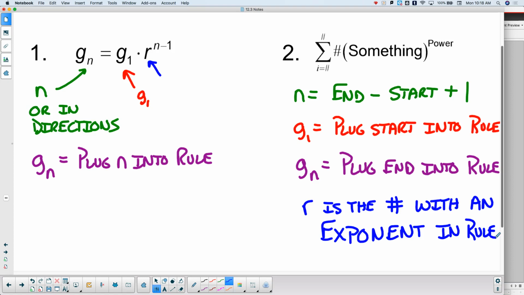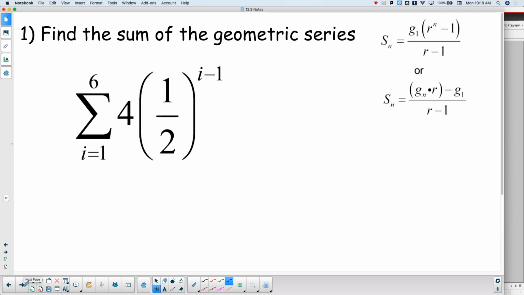All right, let's do this. Quick once over of this problem. What is my R value? It's 1/2, because it's the term that has the exponent. So my R is 1/2.